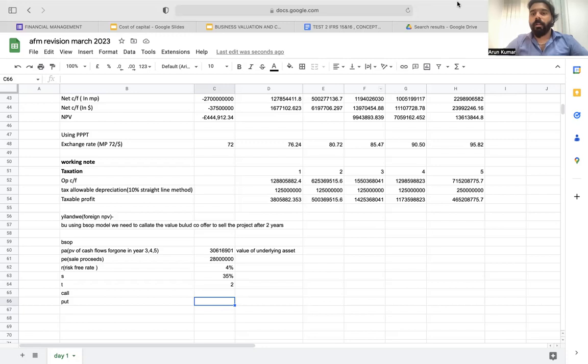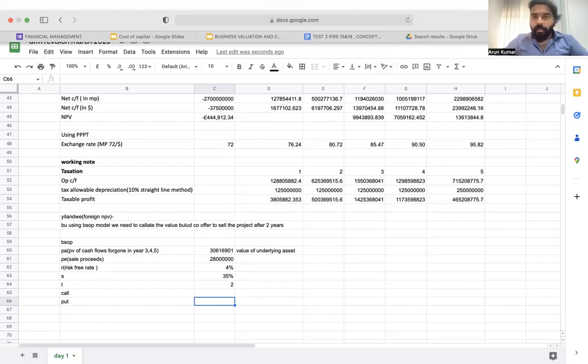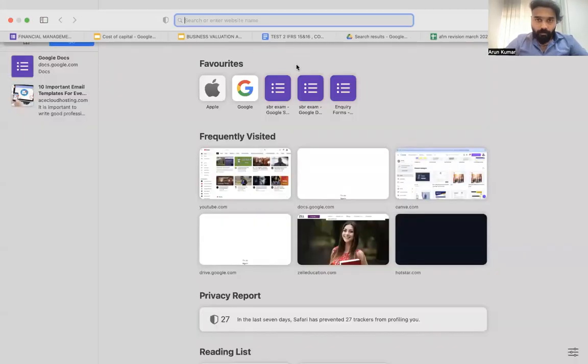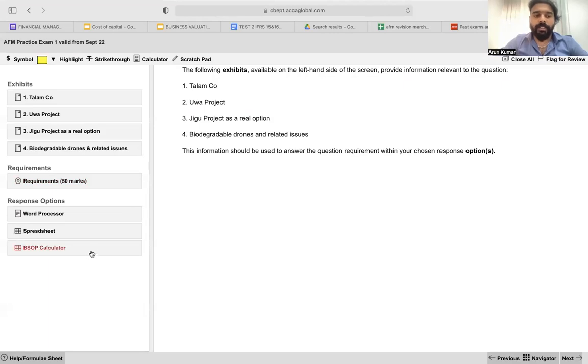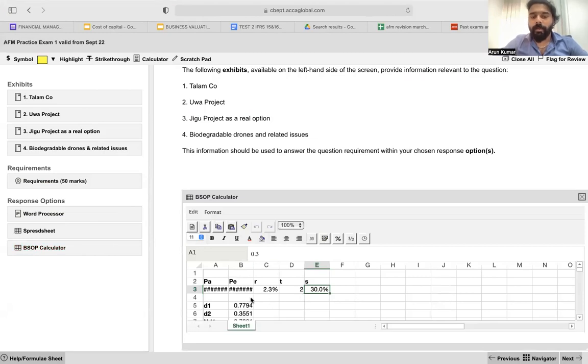Okay, so we'll just try it out. This option is available in your exam. The BSOP calculator is available here. In that BSOP calculator, we just need to enter the values, and automatically you will get the figures.